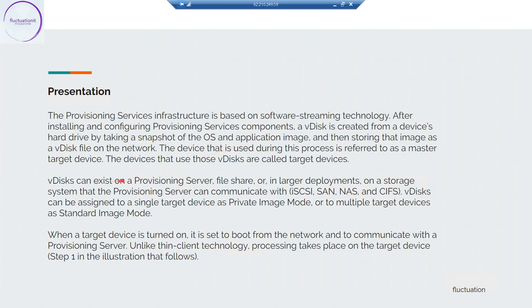A vDisk can exist on a PVS server, a file share, or in large deployments on a storage system that PVS can communicate with, for example iSCSI, SAN, NAS, or CIFS. A vDisk can be assigned to a single target device as private mode, or to multiple target devices as standard image mode. When a target device is turned on, it is set to boot from the network and to communicate with a PVS server. So unlike thin client technology, processing takes place on the target device.